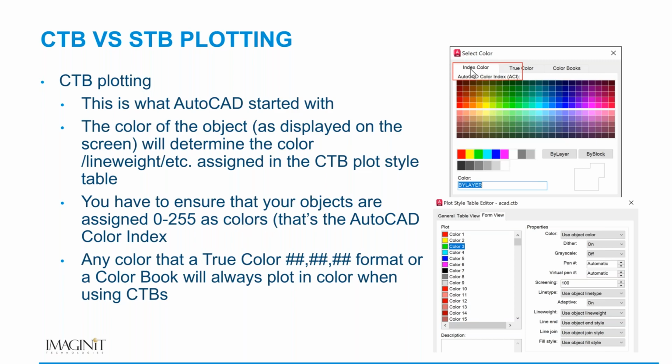So when you go to change a layer color or an object color and you see this Select Color box, if you are on the Index Color tab, this is called the AutoCAD Color Index, or ACI, it has to be one of these colors. If you note that any color is a true color, in other words, it shows in a number, comma, number format, or a color book, it will always plot in color when using CTBs. So if it's not one of these colors, really 1 through 255, it will always plot in color using CTB.